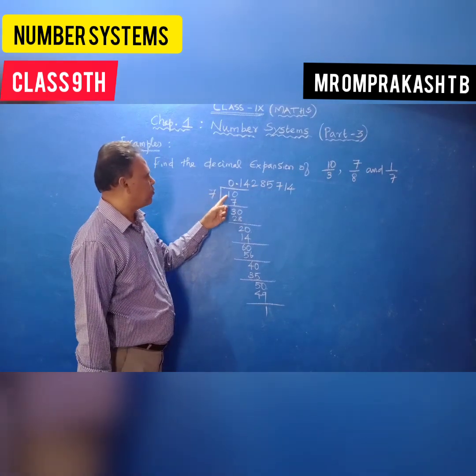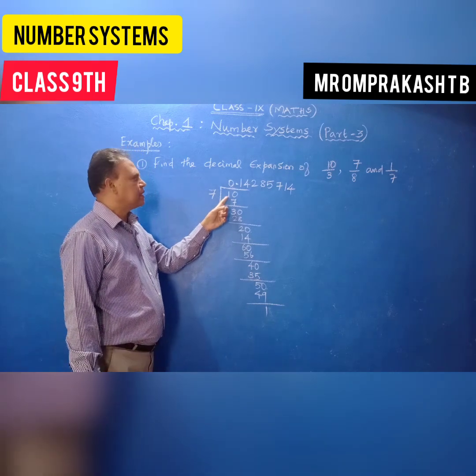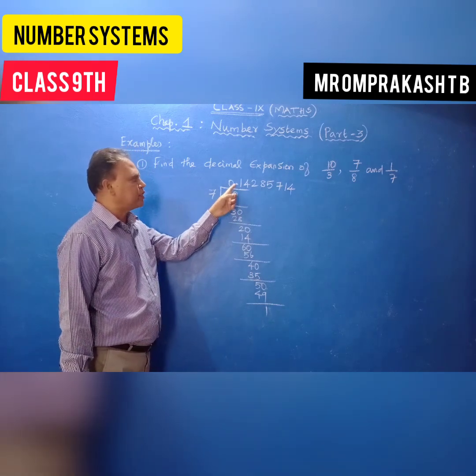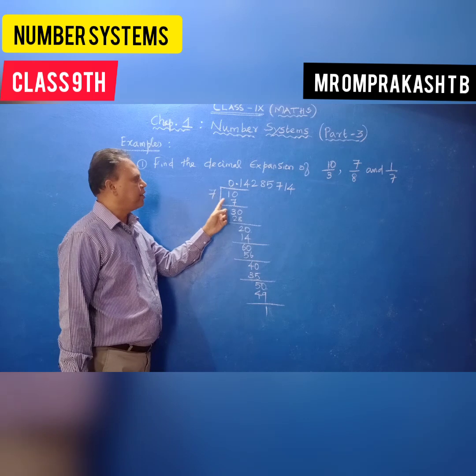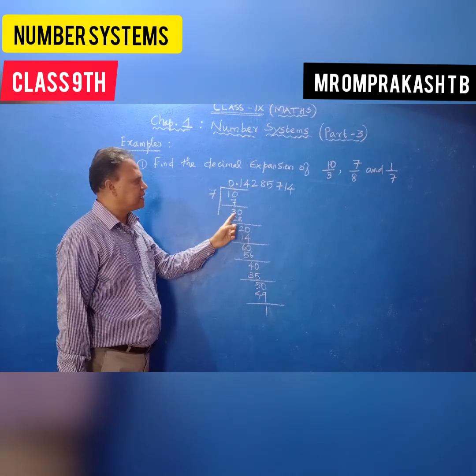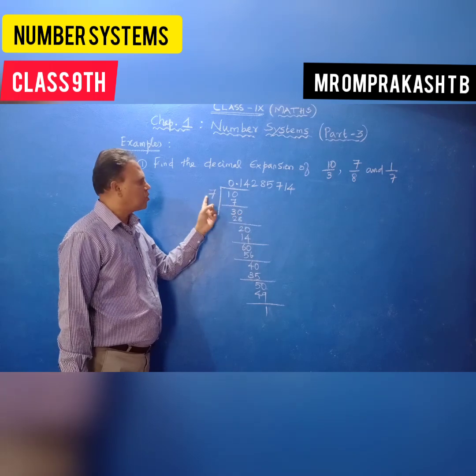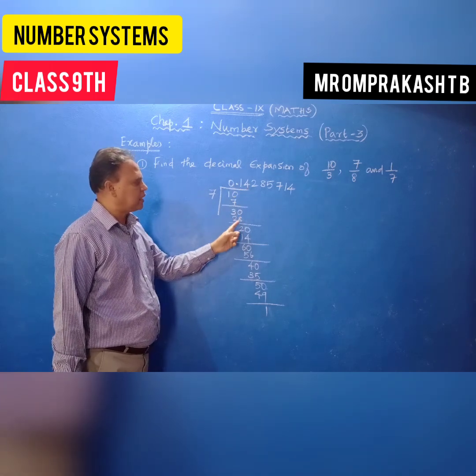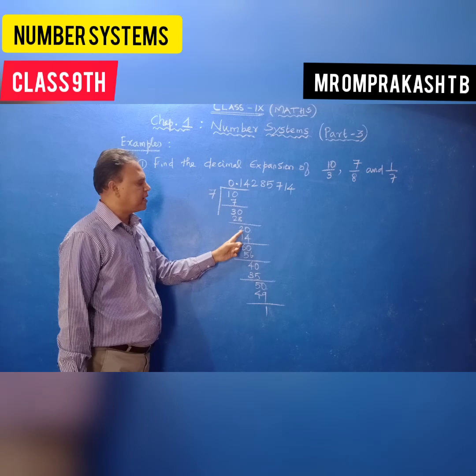Okay, 7 outside, 1 inside you write. See, we cannot divide. That's why adding 1 0 means keep point. So how many times will go? 1 time. 1. That is remainder is 3. 1 0 you can add. So how many times will go? 4 times. Okay, 28. So remainder 2.